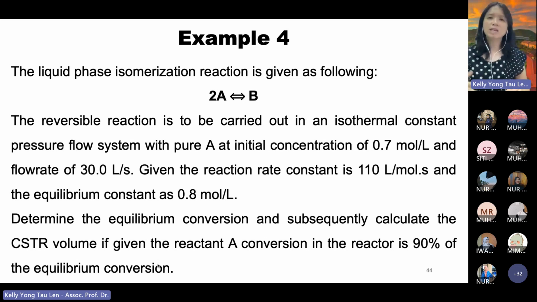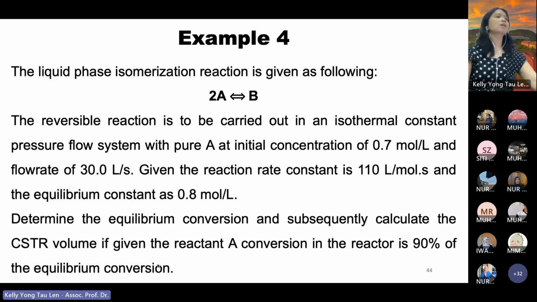So kalau equilibrium conversion saya 0.8, 80%, my reactor conversion will be 90%, let's say, of the 0.8. So 0.9 darab 0.8, atau 0.72. So reactor saya punya conversion adalah 0.72, which is lower than the equilibrium conversion.